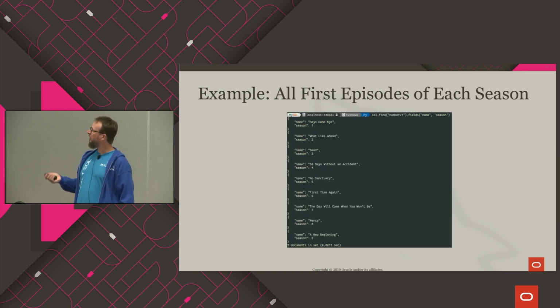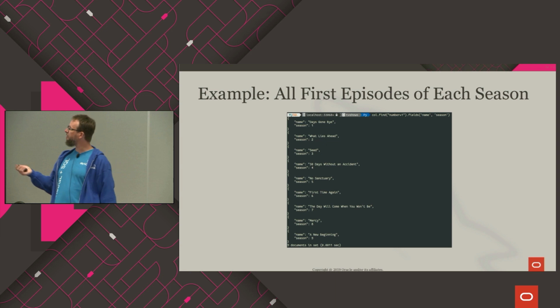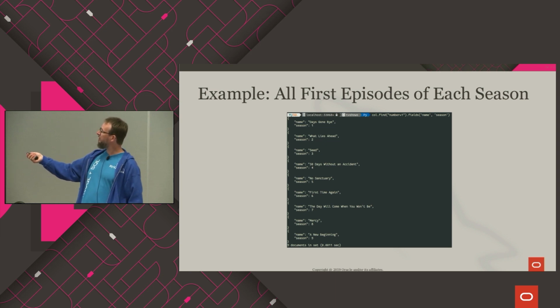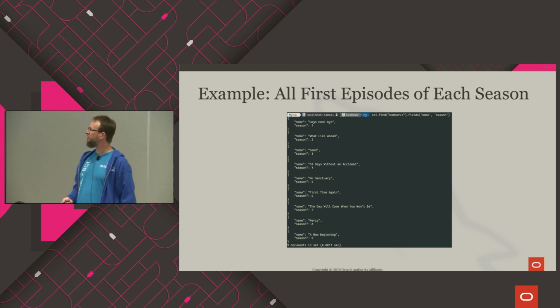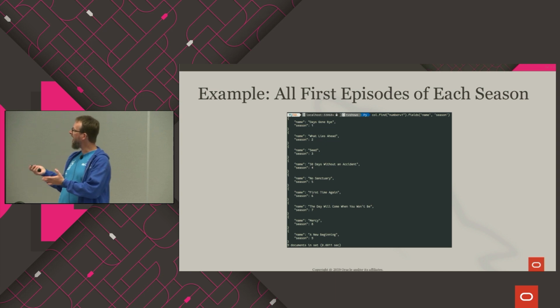Now I can say, oh, I want to find all the first episodes of each season. So with Python document store using the DevX API, it's very easy. You say, oh, find number 1 field. I want to just show name and season. And here we got all the first episodes of each season, right? So as a developer, I can retrieve data without knowing anything about SQL, and very easily if I have to do some easy operations, right?